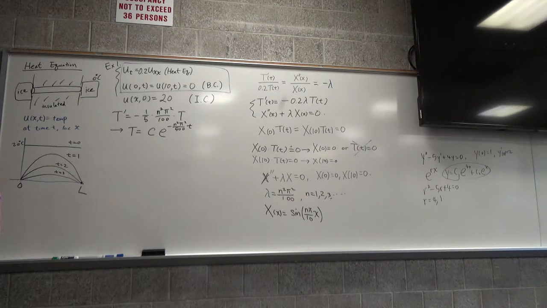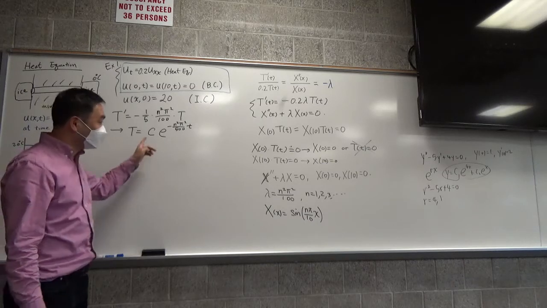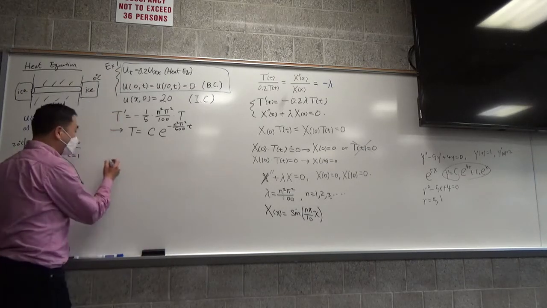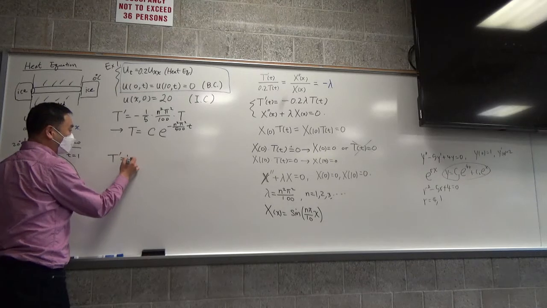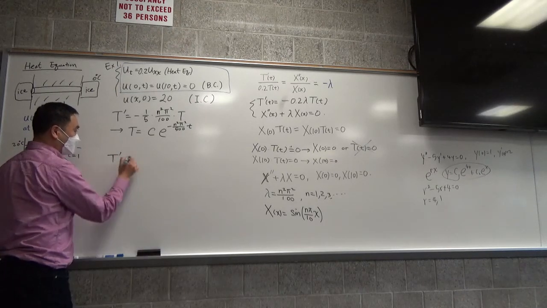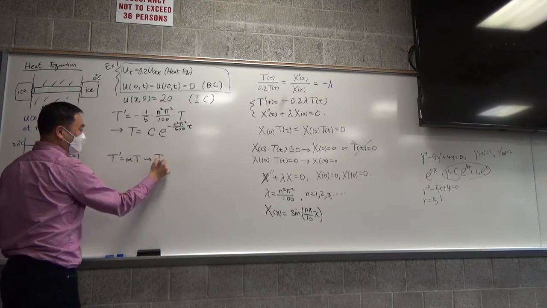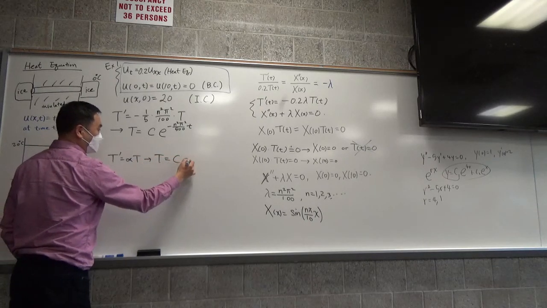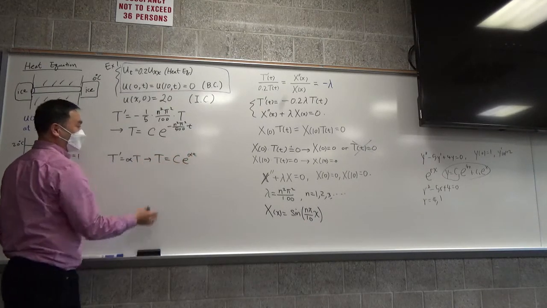Okay, is that good? So in general, I'm saying if T prime is equal to some constant alpha times T, then T is always c e to the alpha t. That's all I'm saying.